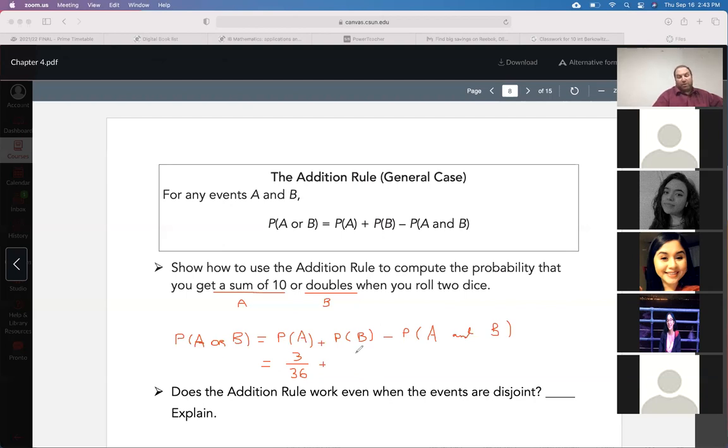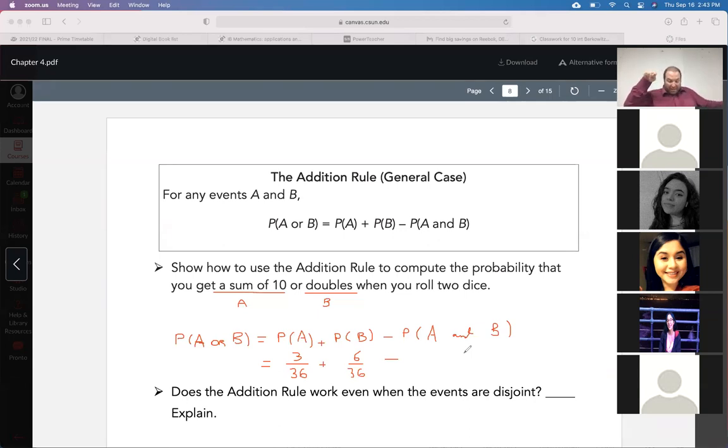What is the probability of rolling doubles? 5, 5, so it's just 1 over 36, correct? No. Not doubles and 10. Just doubles. B by itself is just doubles. 6 over 36. 6 out of 36. Right now, subtract both the sum of 10 and doubles.